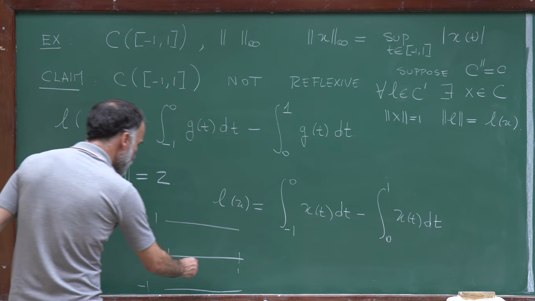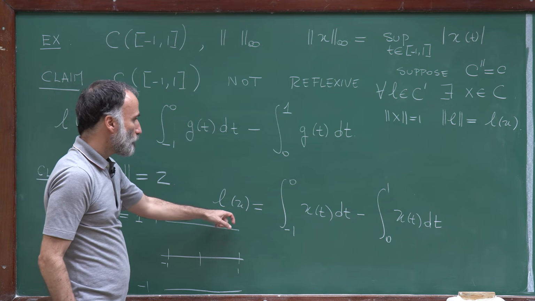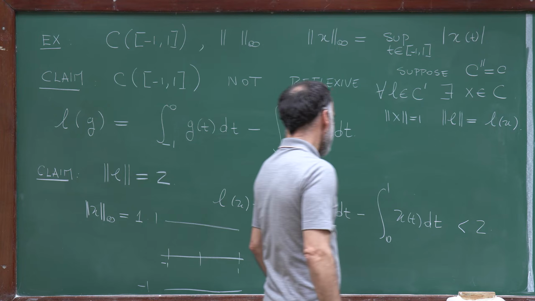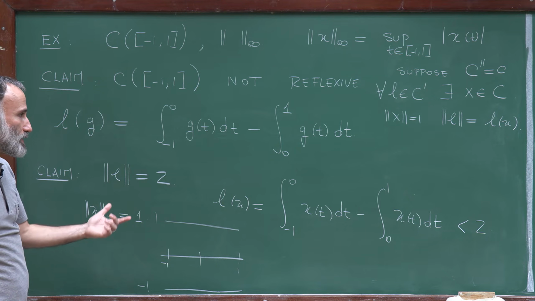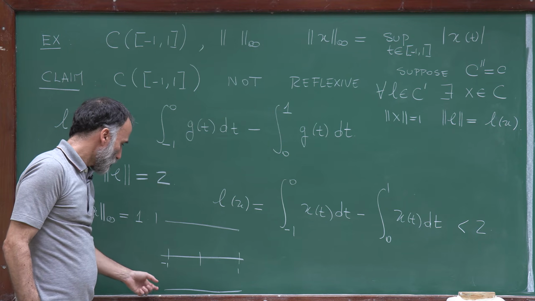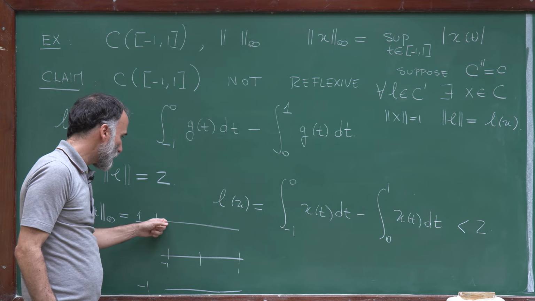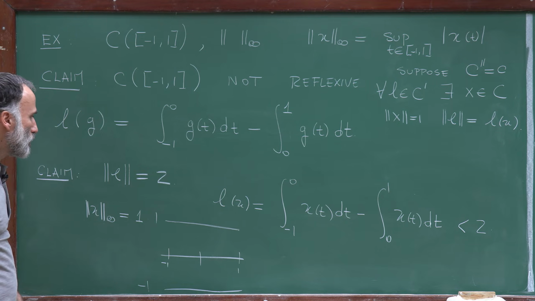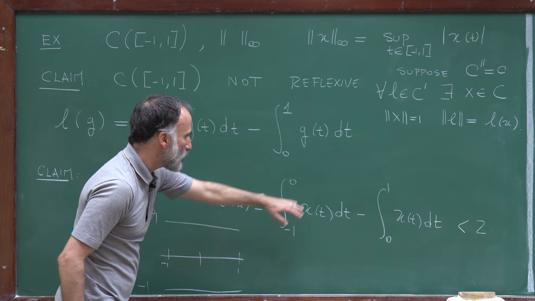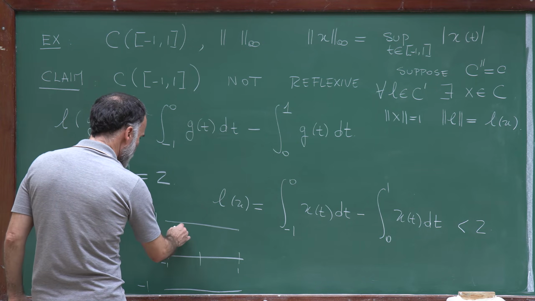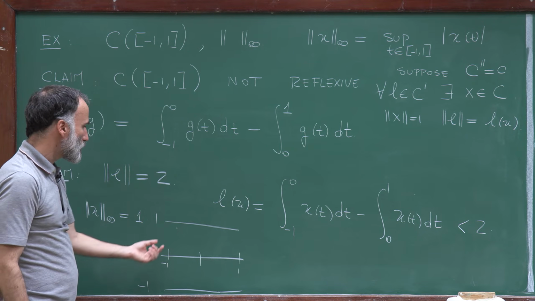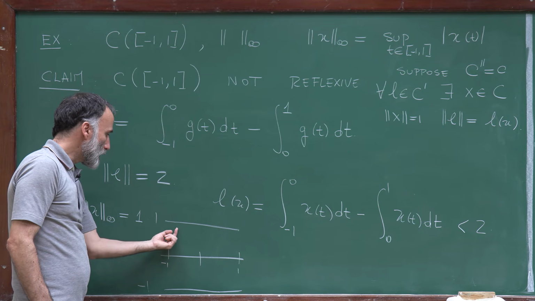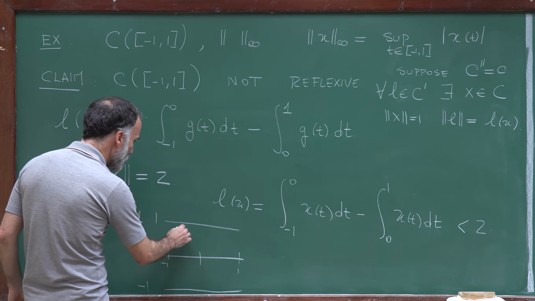So I leave it to you to check that L of x is always strictly smaller than 2. You can't find a continuous function x(t) which takes values between -1 and 1, and for which this integral is larger or equal to 2. Well, you want it to be positive, so it takes a value smaller than 1 at a point. If it takes a value smaller than 1, well, the function is continuous.